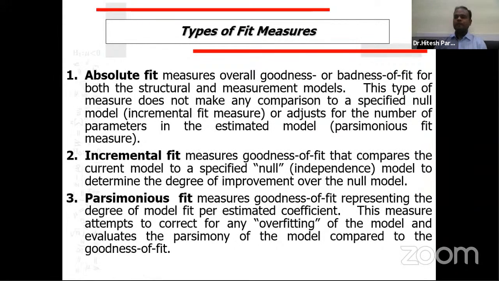There are more than 20 to 30 kinds of fit measures that the software will give us. What ideally is the general practice is that from absolute fit, 3 to 4 kinds of measures are specified by researchers. In incremental fit again 2 to 3, and from parsimonious fit again 2 to 3. So around 7 to 8 kinds of model fit you need to report.